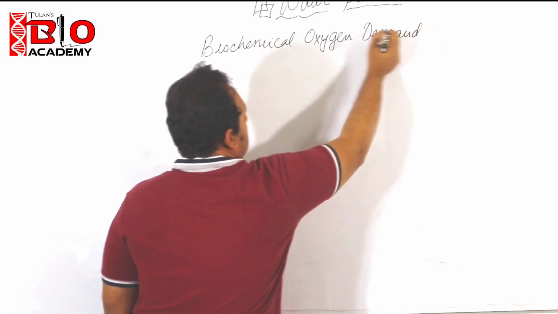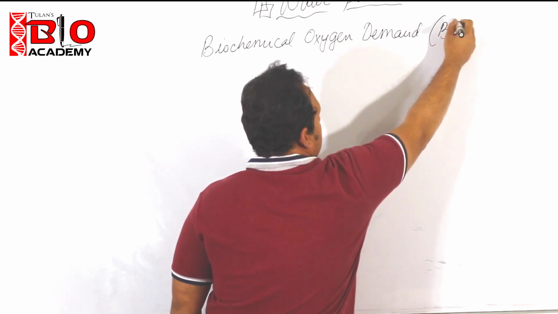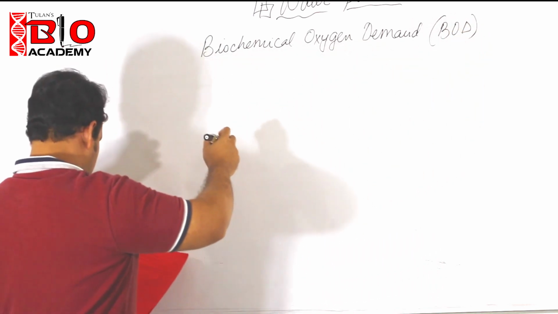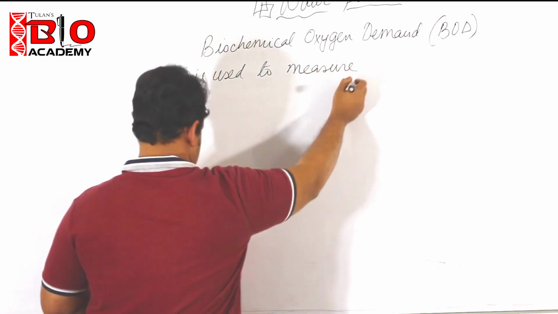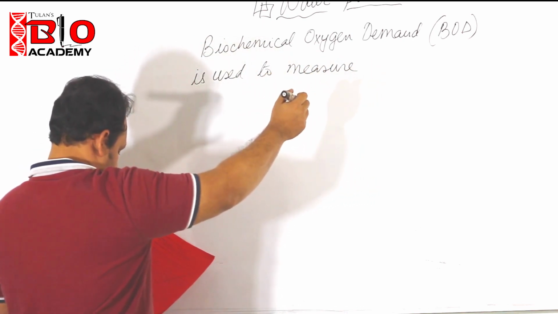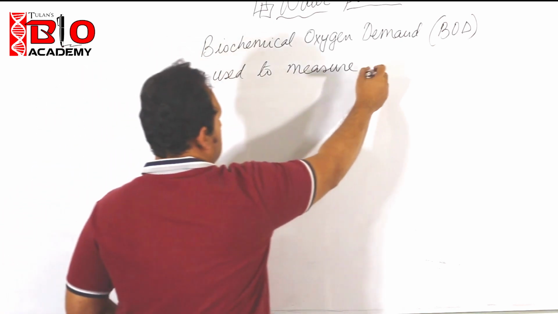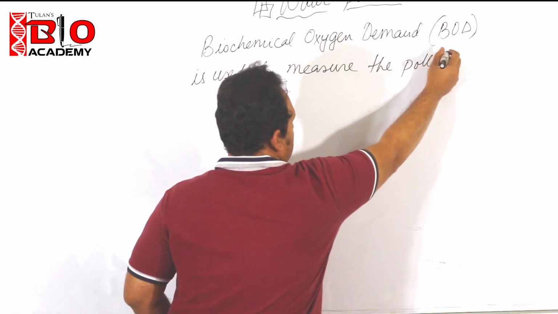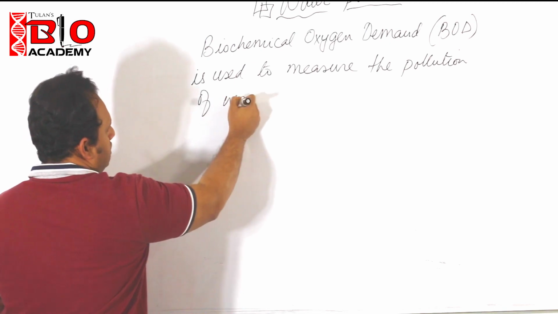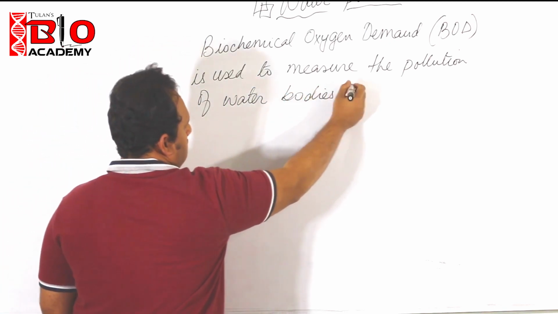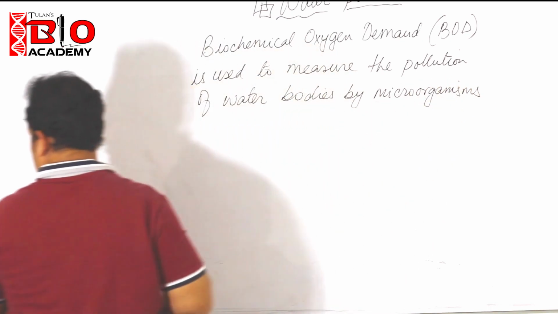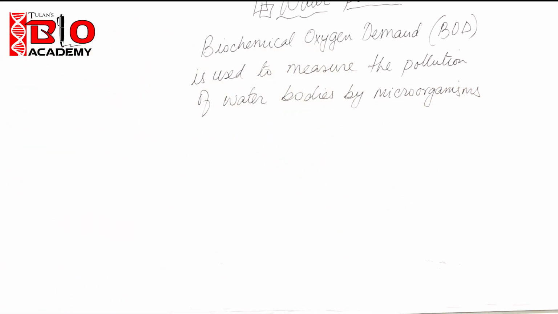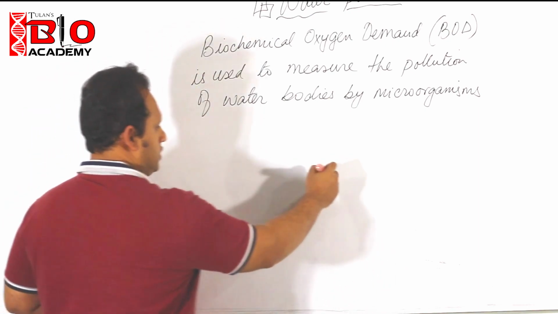or BOD, biochemical oxygen demand, is used to measure the pollution of water bodies by microorganisms. So this is known as BOD.